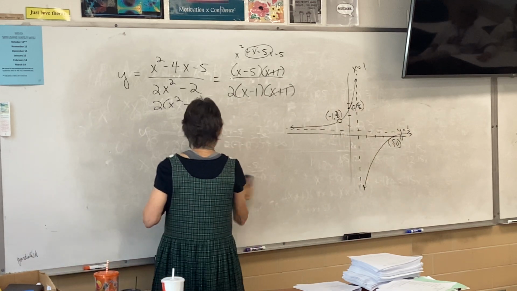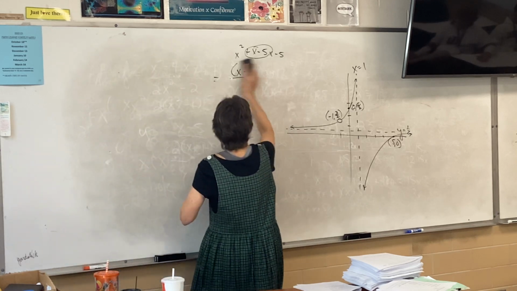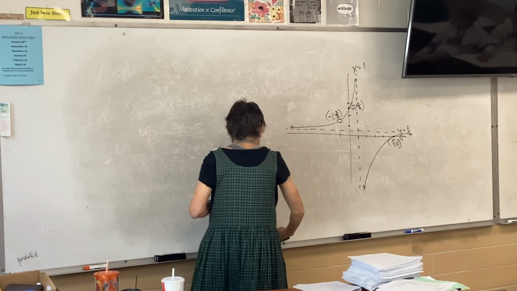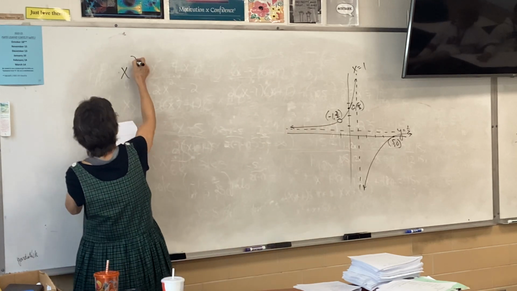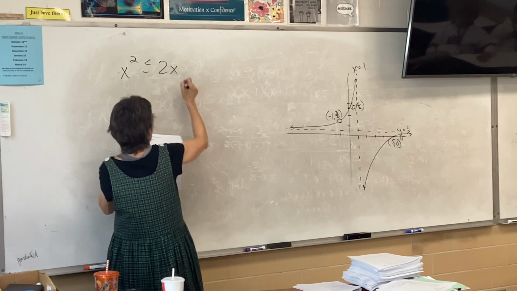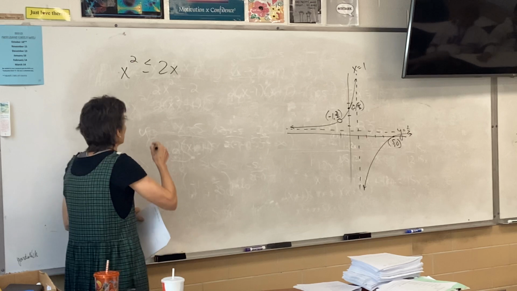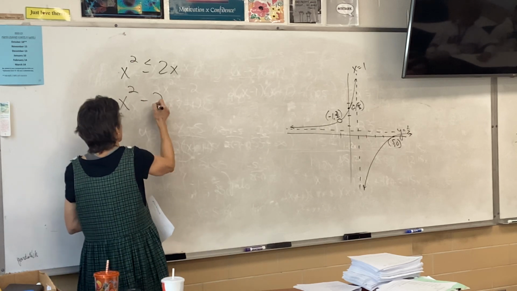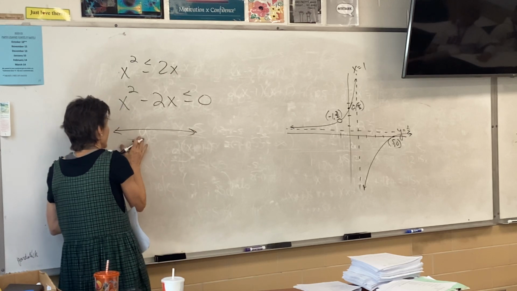So what do we have to remember with our inequalities? When you see that less than or greater than symbol, what do you need to remember? Everything needs to be on one side. In other words, you need a 0, and a number line. So we'll subtract the 2x over. I know I'm going to use a number line.